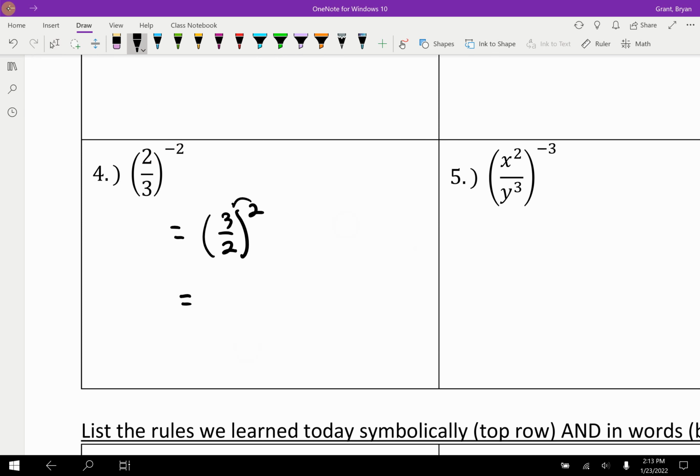Then I'm going to distribute the 2 to both of these. We get 3 squared over 2 squared, and we finish off with 9/4.